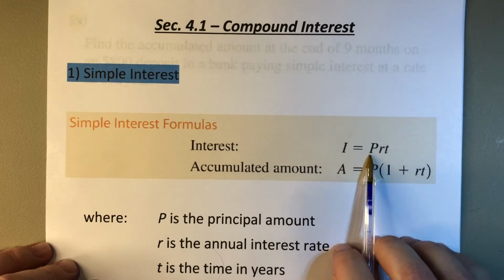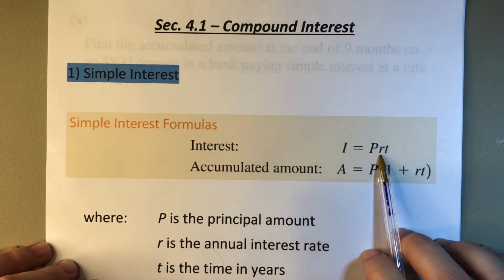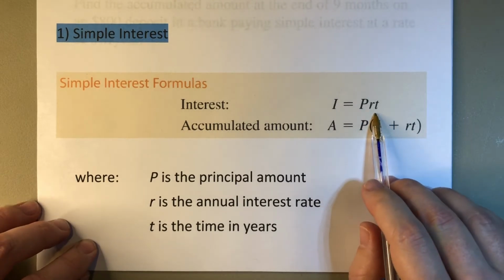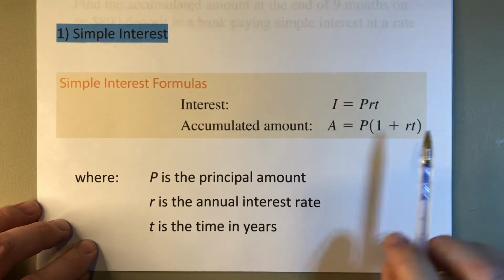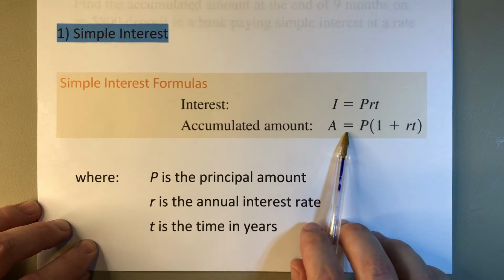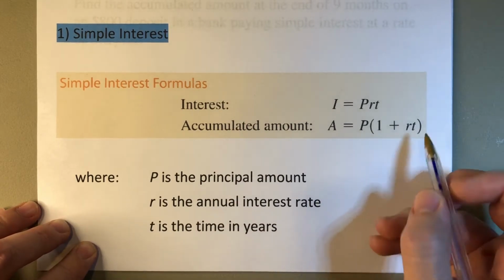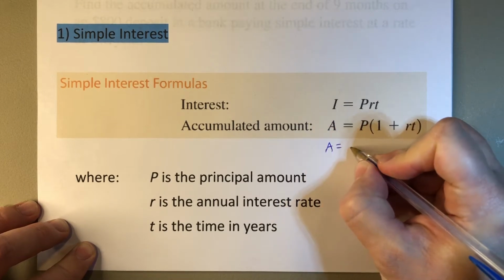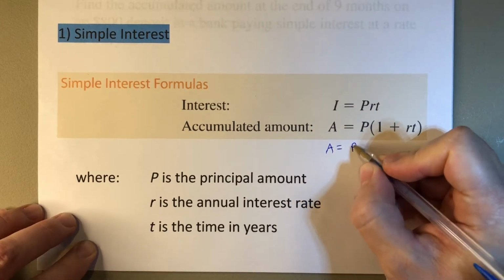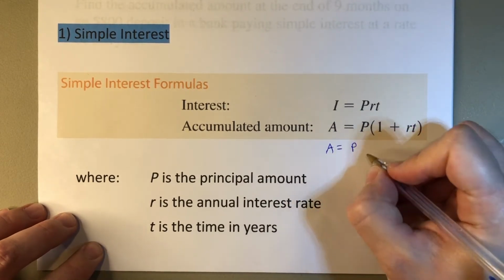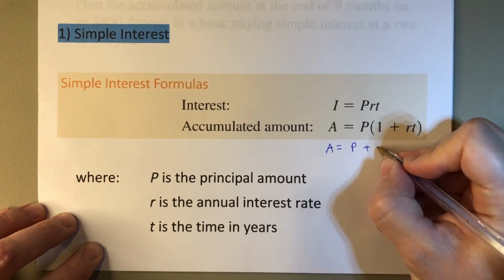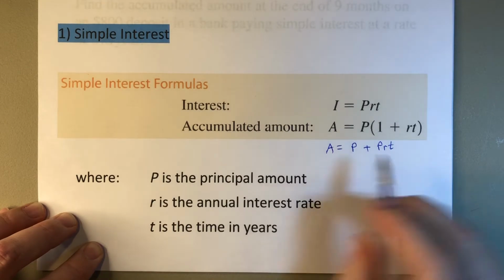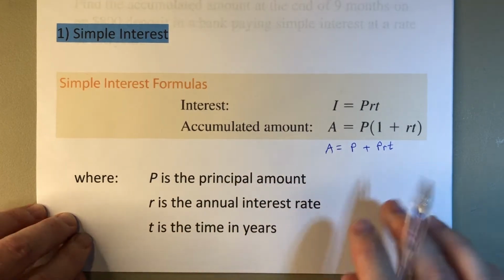And interest is equal to the principal amount times the annual interest rate times the time in years. And the accumulated amount would be A equals P times this quantity, 1 plus RT. That's because if you were to distribute the P through, you'd get the principal amount, the initial amount of the deposit or whatever, plus the interest amount. So that's the accumulated amount.